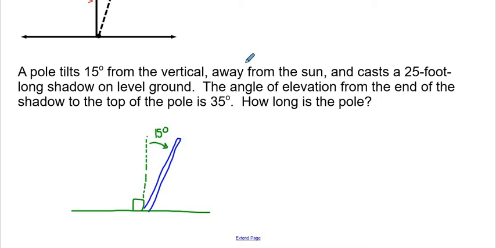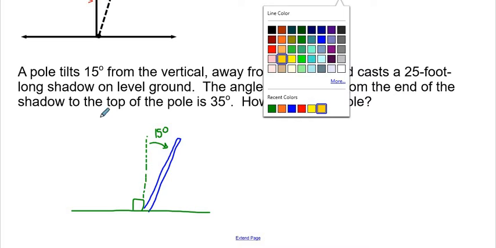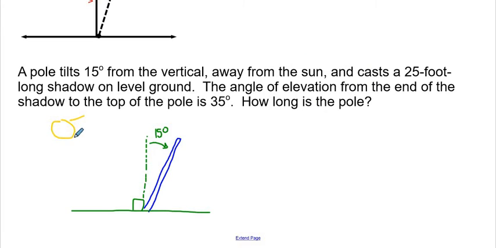Then the sun, evidently, is over here in this corner, and it's shining so that it creates a shadow here. So there's a shadow on the ground, and that's 25 feet. The angle of elevation from wherever the person is standing: there's a person standing over here at this point, and now they're looking at the angle of elevation from the end of the shadow right here to the top of the pole, and that's 35 degrees.